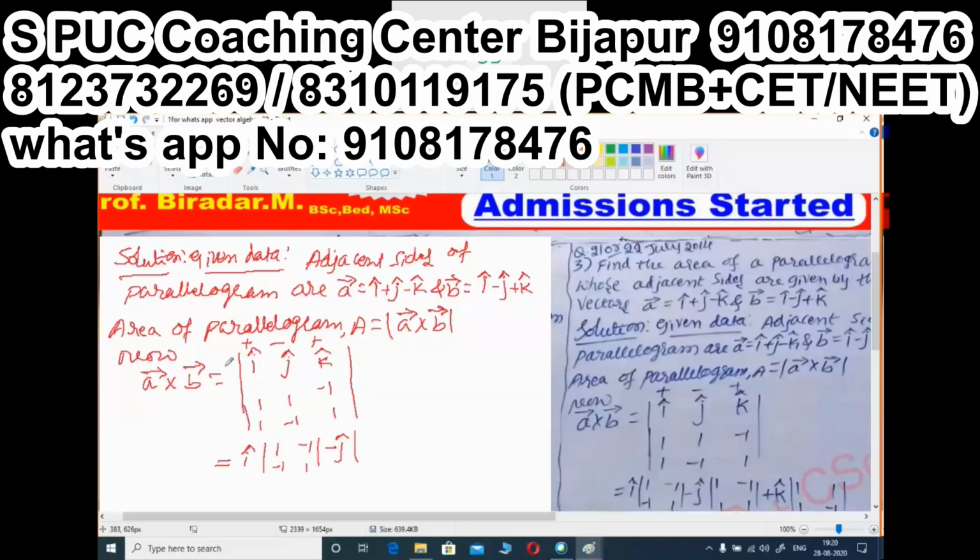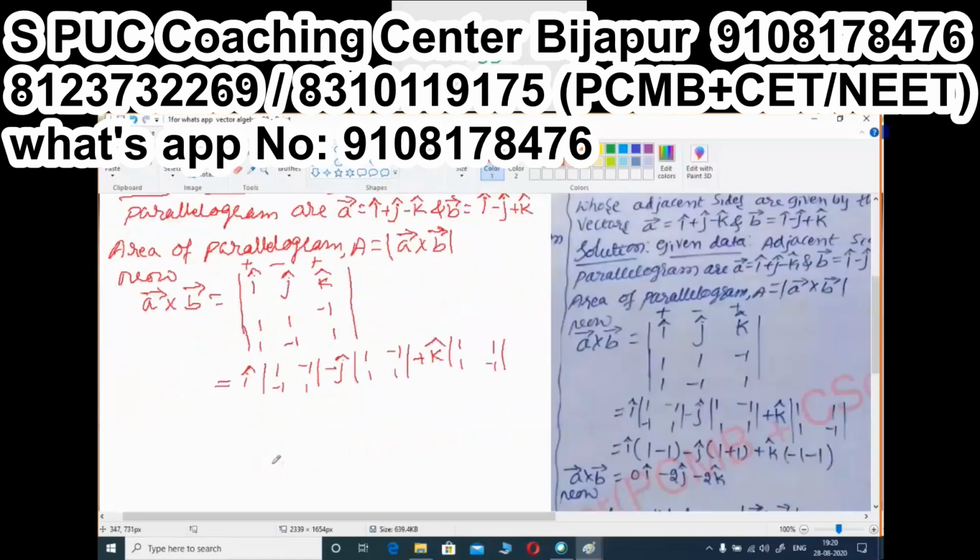You leave this column, you leave this row, one, then the remaining: minus 1, 1, minus 1, 1, 1. Okay, that is fine. Next, k cap of 1, 1, 1, minus 1, 1, 1, minus 1, 1, so minus 1, 1. You have written this, now you have to simplify and tell it.